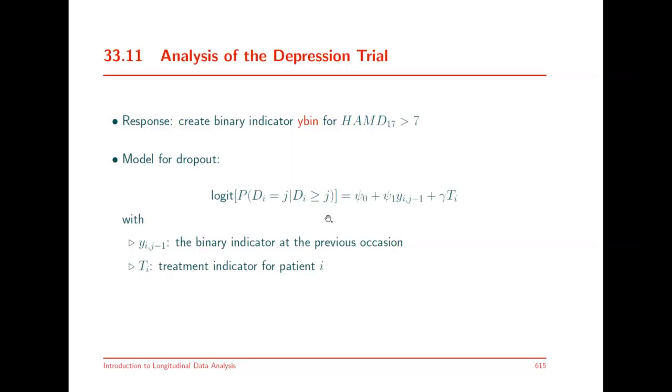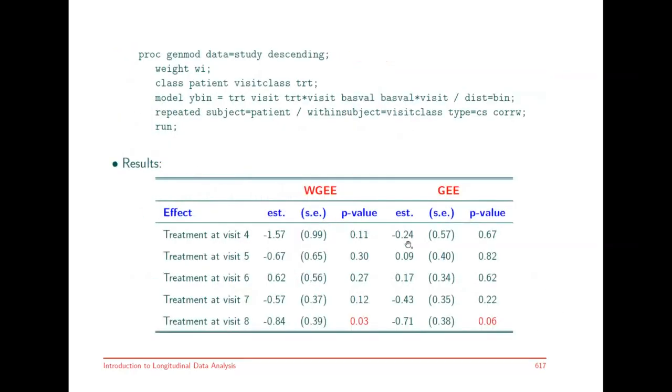Finally, we look at the depression trial, and again, we look at the results only. And this is a case where actually the correction seems to go a different way. Weighted GEE gives for the last visit a significant treatment effect. Standard GEE does not. But didn't we say that the standard error goes up? Yeah, and it does, but very little, from 38 to 39. It's an increase, but a very small one.